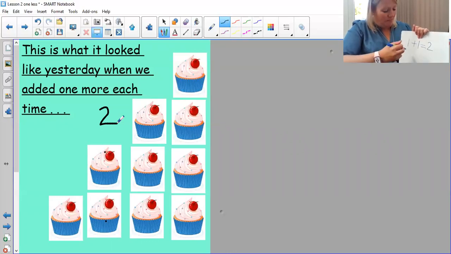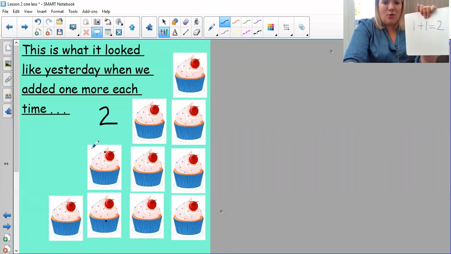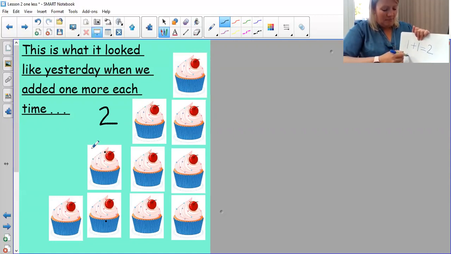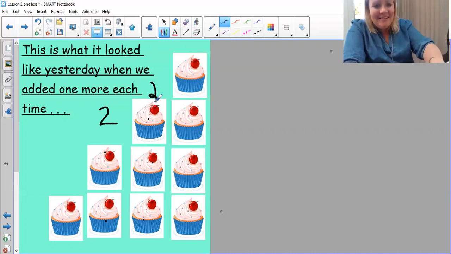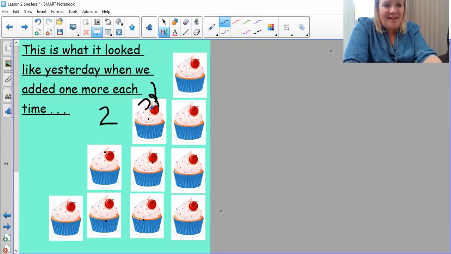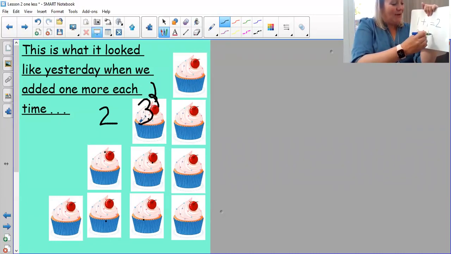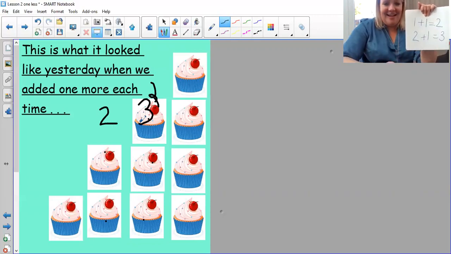And then we looked at what happens when I've got 2 cupcakes. So 1 more than 2. So I had 2 and I added 1 more. I put 1 more on, so there's my 1, 2, and 1 more on top gave me 3. Sorry, I'm going to write that again. It gave me 3, because 2 add 1 is 3.